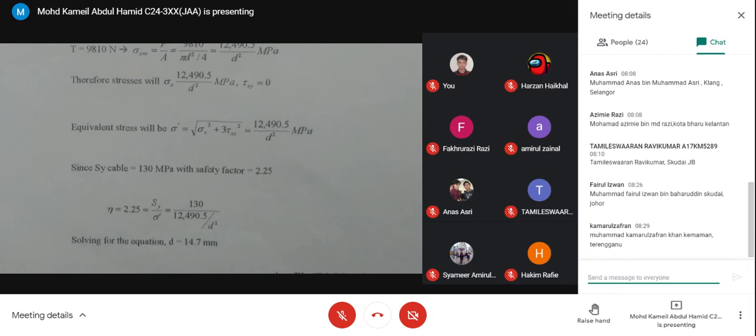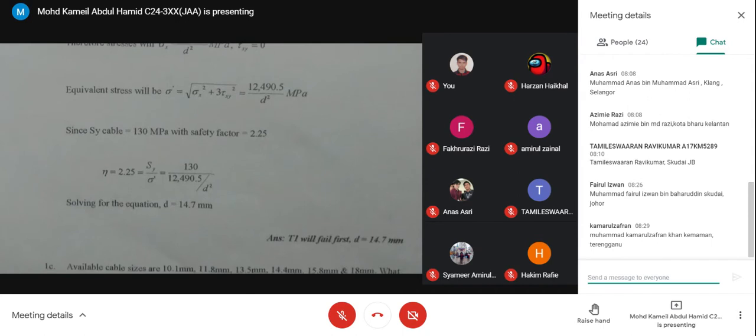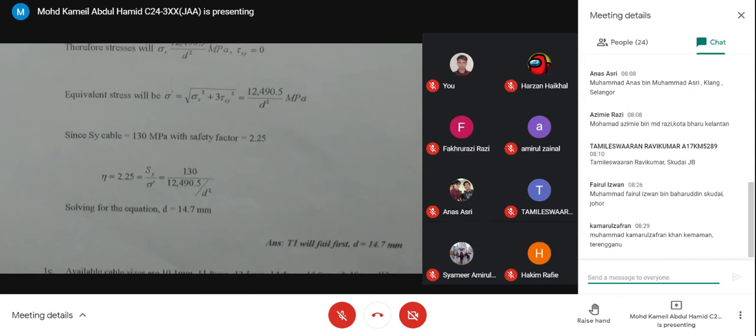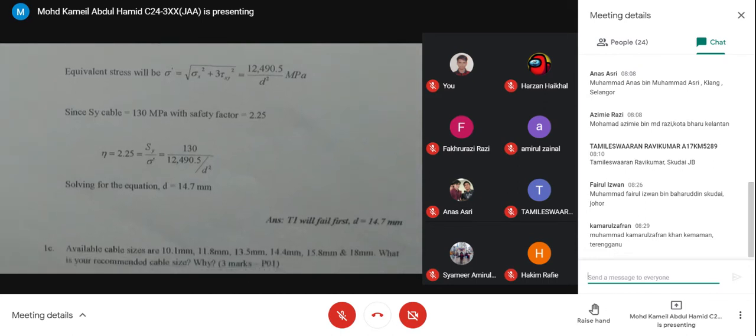So D we get is 40.7. T1 will fail first because it is the highest stress, the highest tension. So D for the cable is 14.7. Available cable sizes are 10.1, 11.8, 13.5, 14.4, 15.8 and 18 mm. What is your recommended cable size and why?